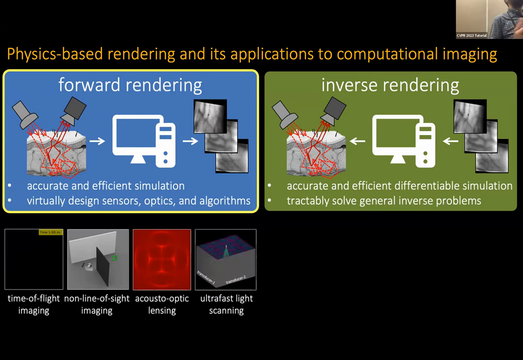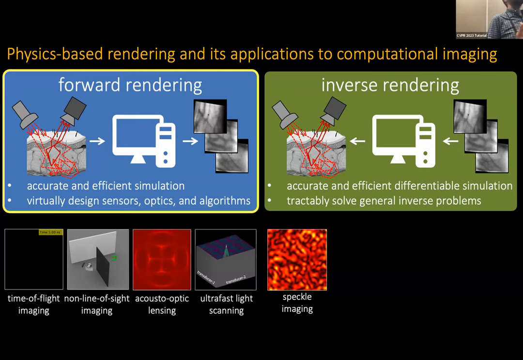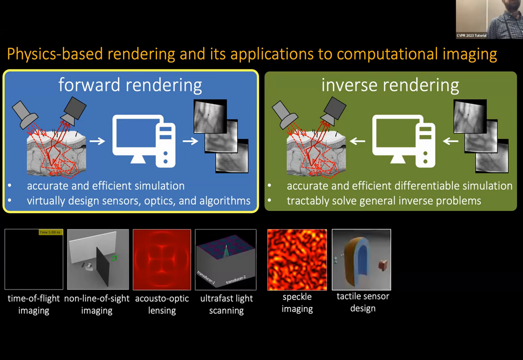Ultrafast light scanning, again an emerging area in optics design, where we play with the interplay of sound and light, and again see how rendering in this case can help us simulate new devices and design very fast optical devices that combine sound and light. Speckle imaging, so how we can extend physics-based rendering algorithms to handle wave effects such as speckle, and then use those in applications like fluorescence microscopy, tissue imaging, imaging through scattering, and so on.